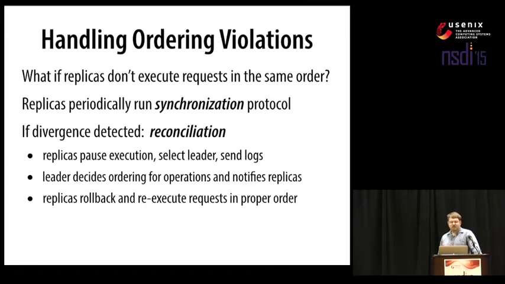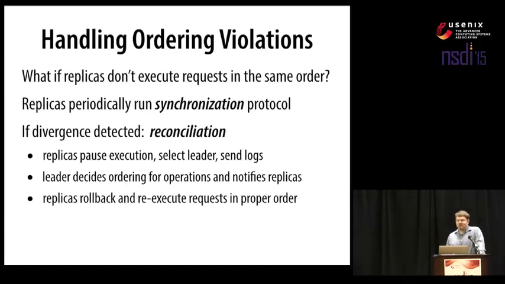The replicas pause their processing, elect a leader, they exchange their logs to see what they've executed before, and the leader will decide on a definitive ordering. The leader then sends this log back to all of the replicas, which will install it, possibly rolling back requests. And this is something that doesn't have to happen too often because we're getting this best effort ordering property out of the MOM primitive.